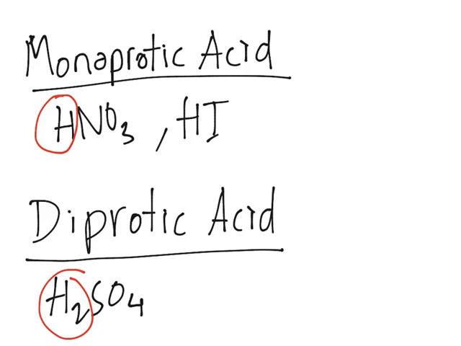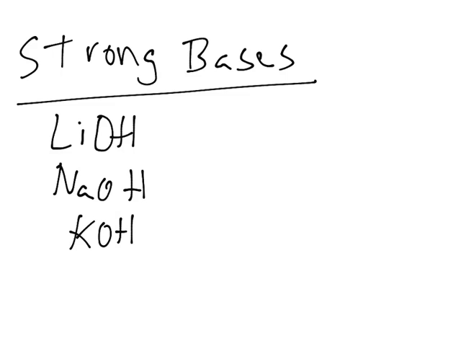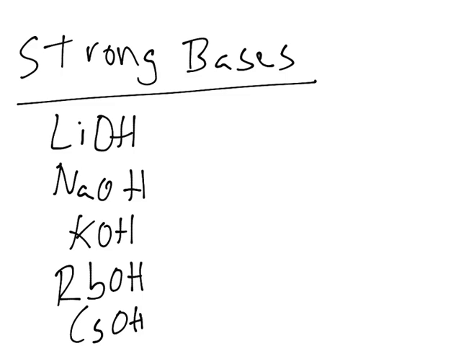Now we get to the strong bases. There are more strong bases than there are strong acids. And let's write them. The first one is the one I use, lithium hydroxide. Then we have sodium hydroxide, potassium hydroxide, rubidium hydroxide, cesium hydroxide. So our group 1A metals pretty much.